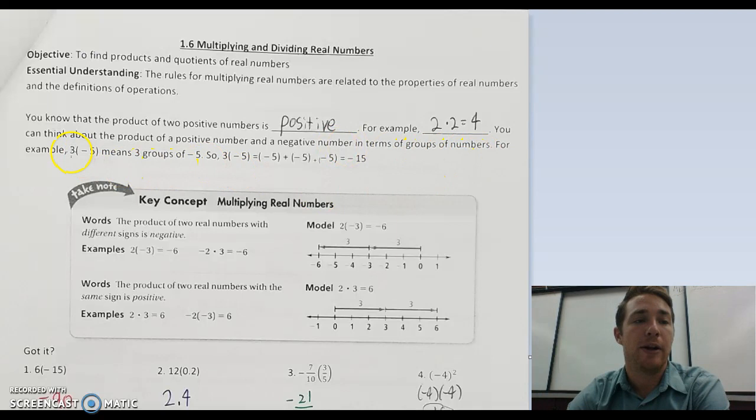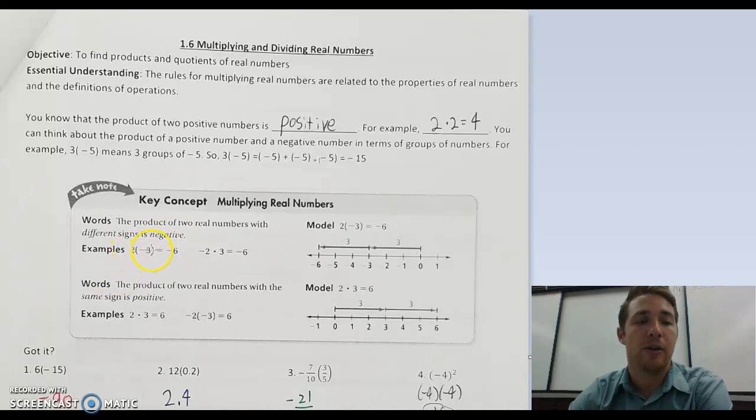Think about the product of a positive number and a negative number in terms of groups. So for example, if I do 3 times negative 5, that's like saying that you have 3 groups of negative 5. So if I put together those 3 groups, negative 5 plus another negative 5, I would end up with negative 15. Notice here, we have a different result. Now it's not positive. So our rule there, the product of two real numbers with different signs, it's always going to be negative. And again, different signs means one's positive, one's negative.